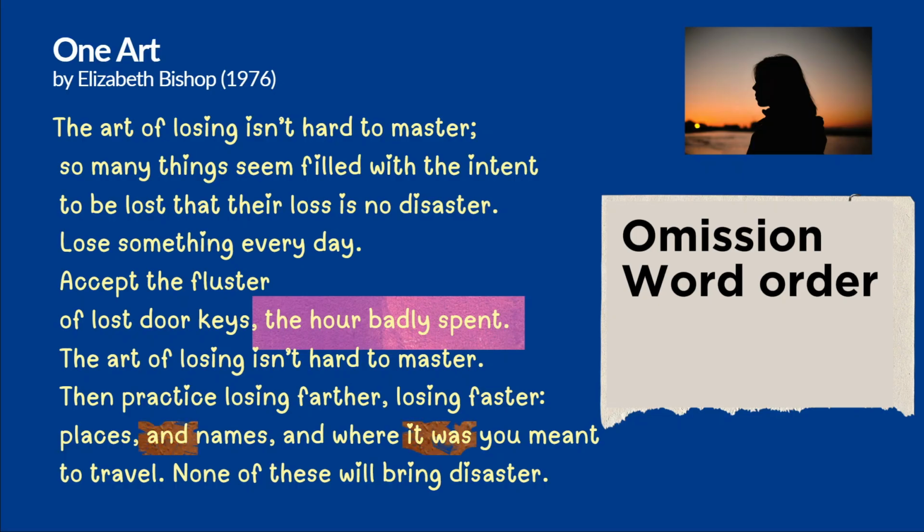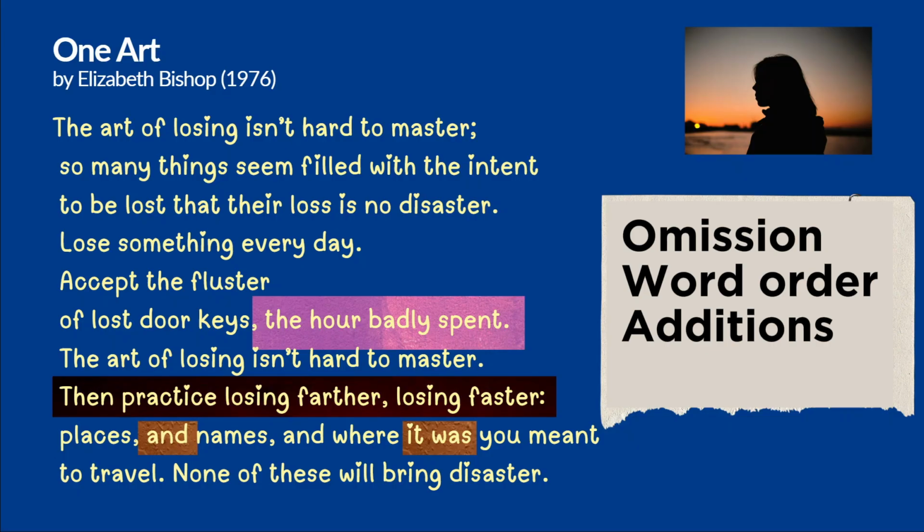And there's something grammatically strange about the end of the poem too. Then practice losing farther, losing faster. Places and names and where it was you meant to travel. Why do we have two "ands" here? It's not necessary to have two "ands" when there's a list. Surely it could have been places, names and where. Also, what is added by saying "it was"? Surely it could have just been where you meant to travel. This is an example of how extra grammar can be added into a poem in order to achieve the aims of the poem that we mentioned at the beginning.